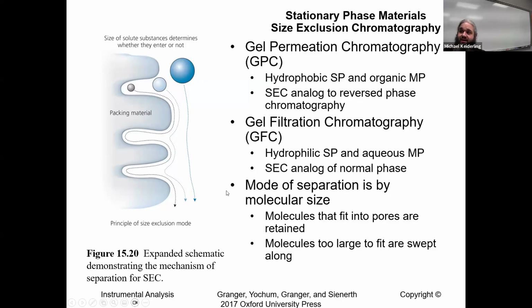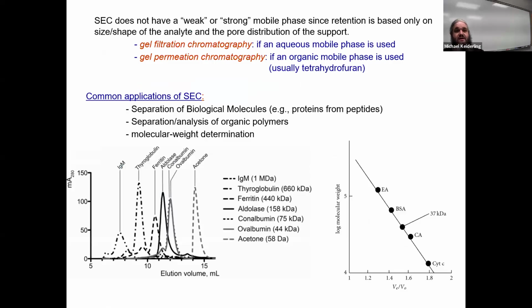There are other methods that work the other way around, where smaller molecules travel faster than larger molecules, but they aren't exactly chromatography. It doesn't have weak and strong mobile phase because retention is based only on the size and shape of the analyte and the pore distribution of the support. For gel filtration, it's gel filtration chromatography if an aqueous mobile phase is used. It's gel permeation chromatography if an organic mobile phase is used.